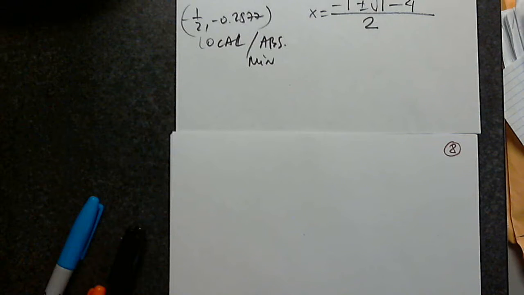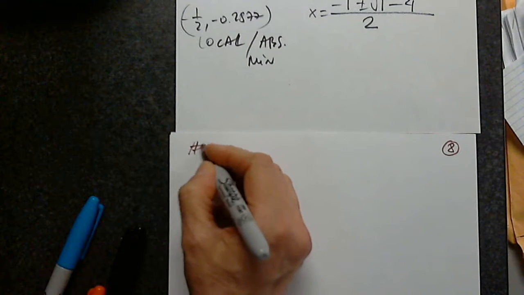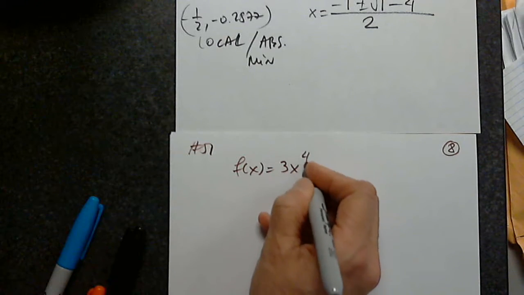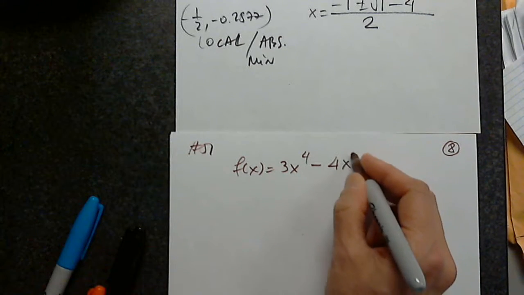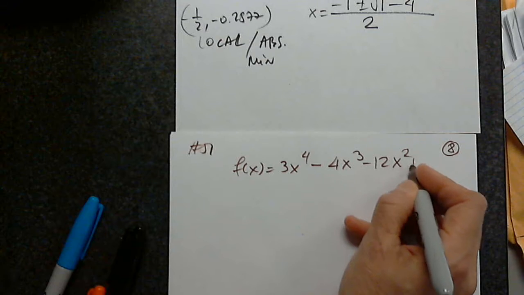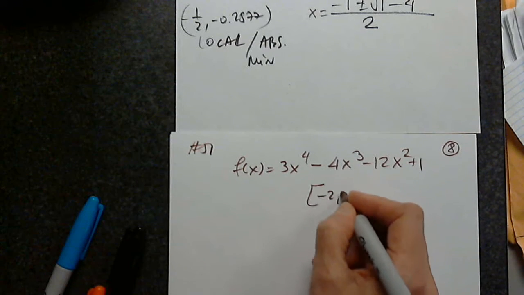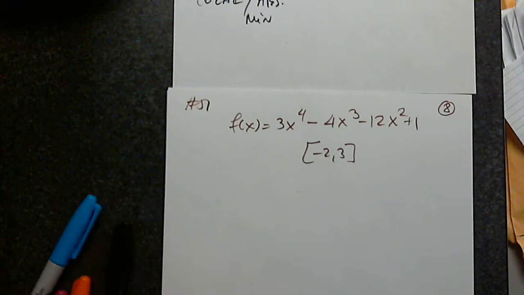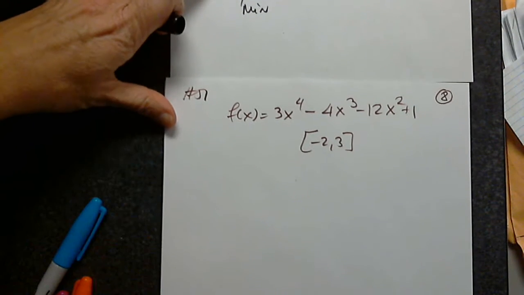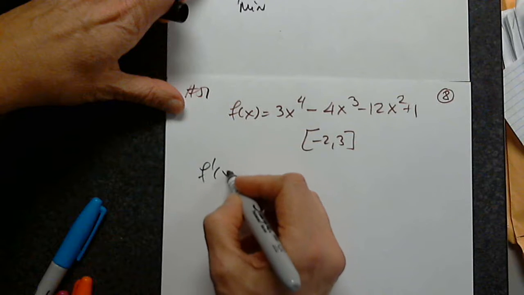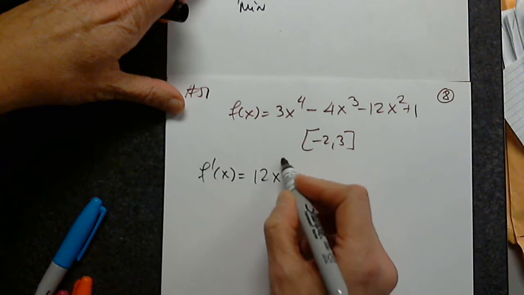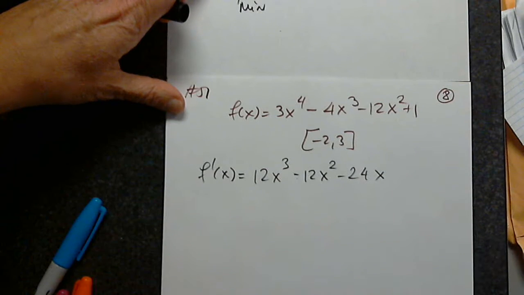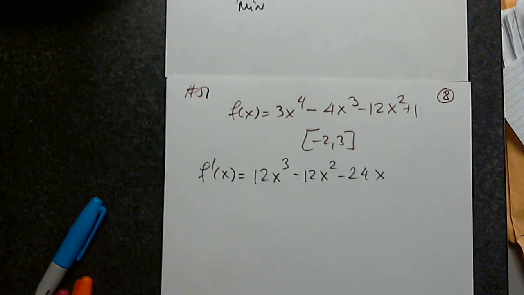Let's look at 51. You can choose 51, f of x equals 3x to the fourth minus 4x cubed minus 12x squared plus 1, and the interval is negative 2 comma 3. So we have to determine the derivative. So f prime of x equals 12x to the third minus 12x squared minus 24x. This is our derivative.